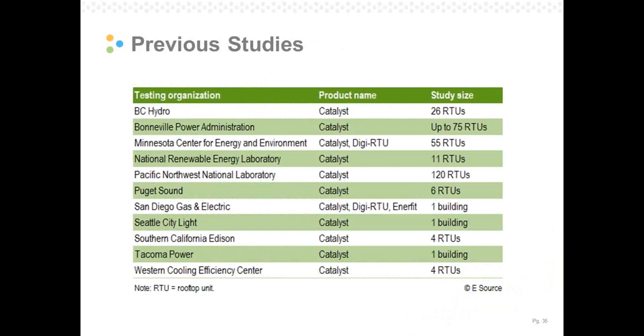And if you see, there were basically 3 studies that have a pretty high number of units in there: the Bonneville Power Administration, our particular study, which is the 3rd line, and the PNNL study, which had a goal of 120 RTUs.